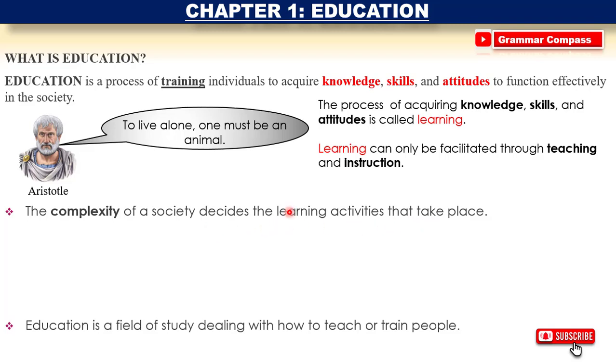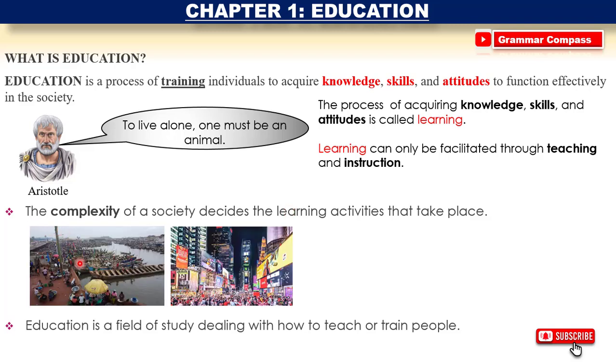As the society becomes more advanced or complicated, the educational system must also become more complex to match the need of the society. For example, in a fishing community, the main activity is fishing. Learning will focus on practical skills like how to catch a fish, how to make or repair nets and boats, how to read the weather and tides, how to preserve and then sell fish.